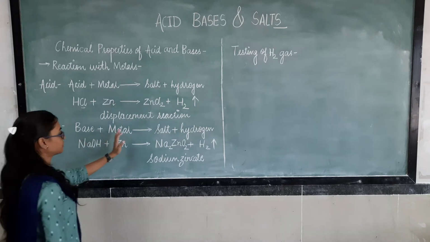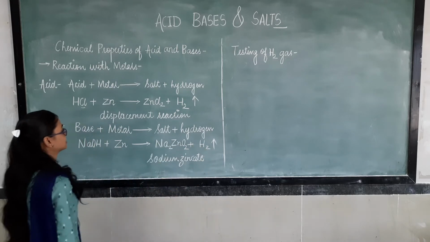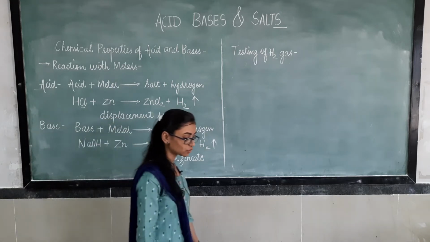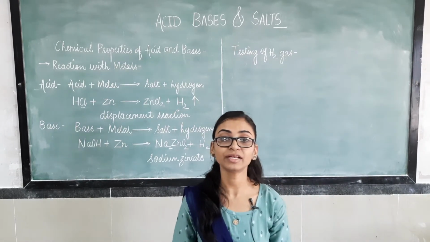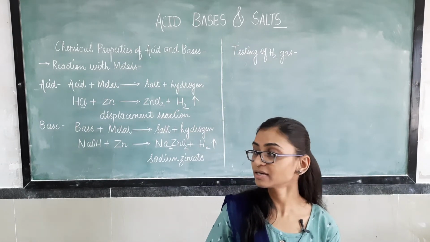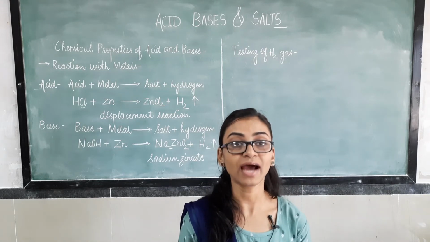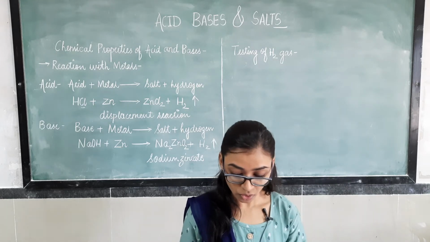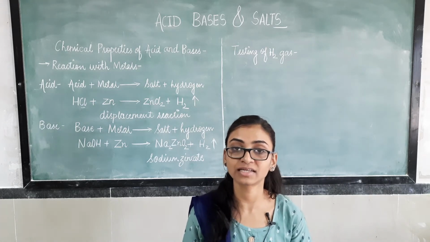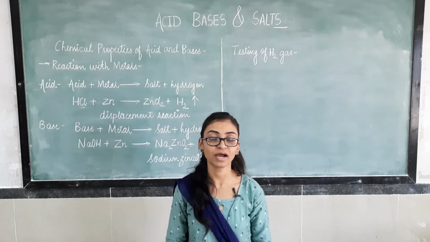When a base reacts with a metal, it produces a salt and hydrogen is released. So in both cases, hydrogen is released. Now when we are doing reactions, how will we know that hydrogen is present, or is being released? To know this, we will test for the presence of hydrogen.